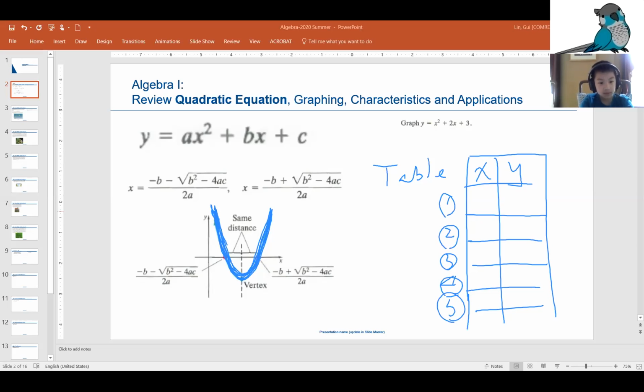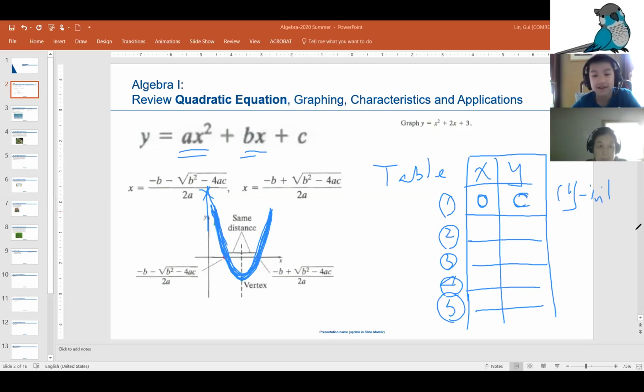But if you use these tables, the important thing is you need to find when X equals 0, Y equals what? Y equals C, right? So when X equals 0, Y equals C. Did you see this quadratic equation here? So you can see that this is called the y-intercept, when you're graphing this one.